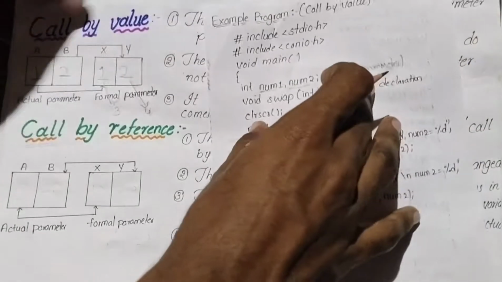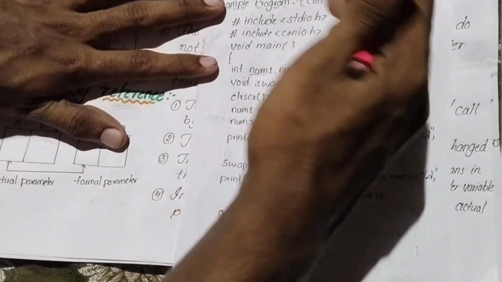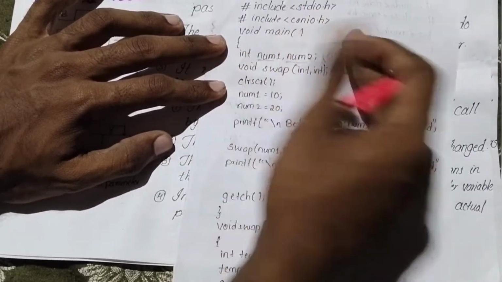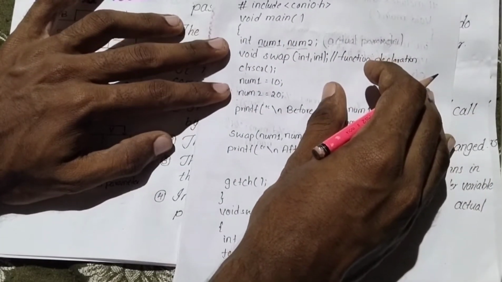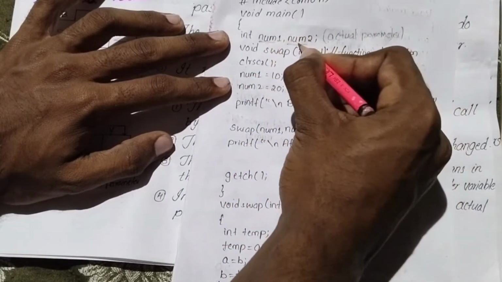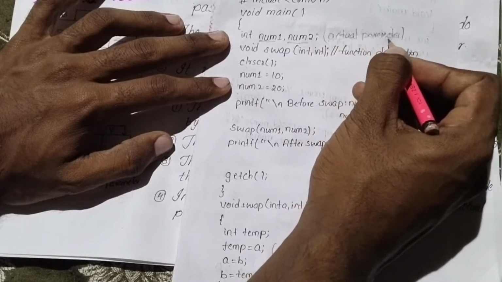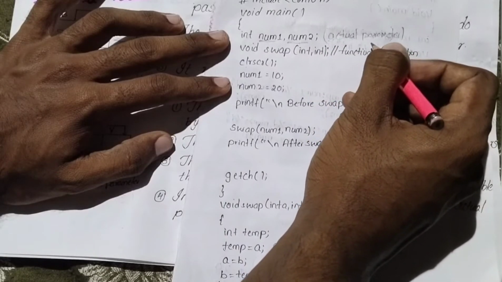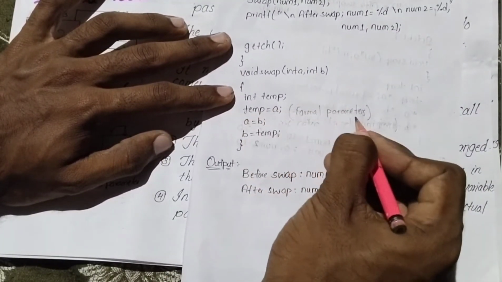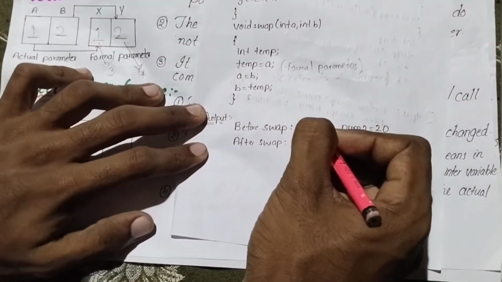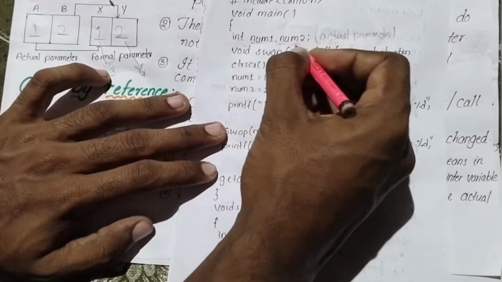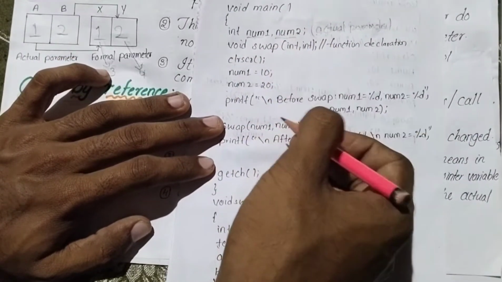Now let us see an example C program to understand call by value in a better way. Here I have taken a C program for swapping of numbers. In this program, number 1 and number 2 are variables and represent the actual parameters, and the variables A and B represent the formal parameters. From the output we have seen that changes in A and B do not affect the actual parameters number 1 and number 2. This is what call by value means.